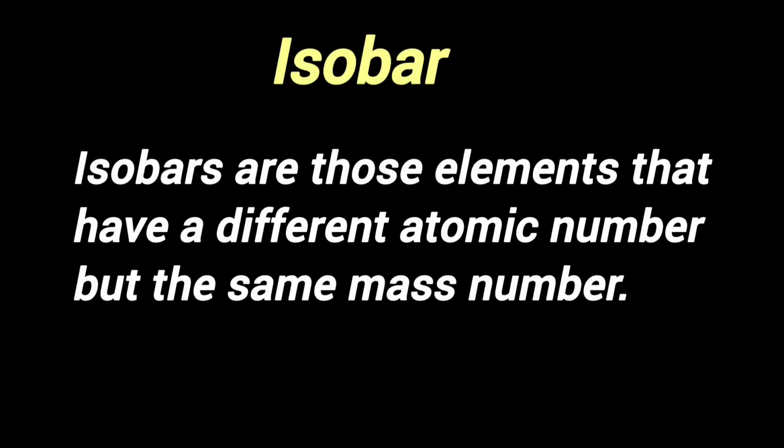Let's move to the second topic, that is isobars. Isobars are those elements that have a different atomic number but the same mass number. Here the mass number is the same in all elements but the atomic numbers are different. Since the atomic numbers are different, that means they are different elements.